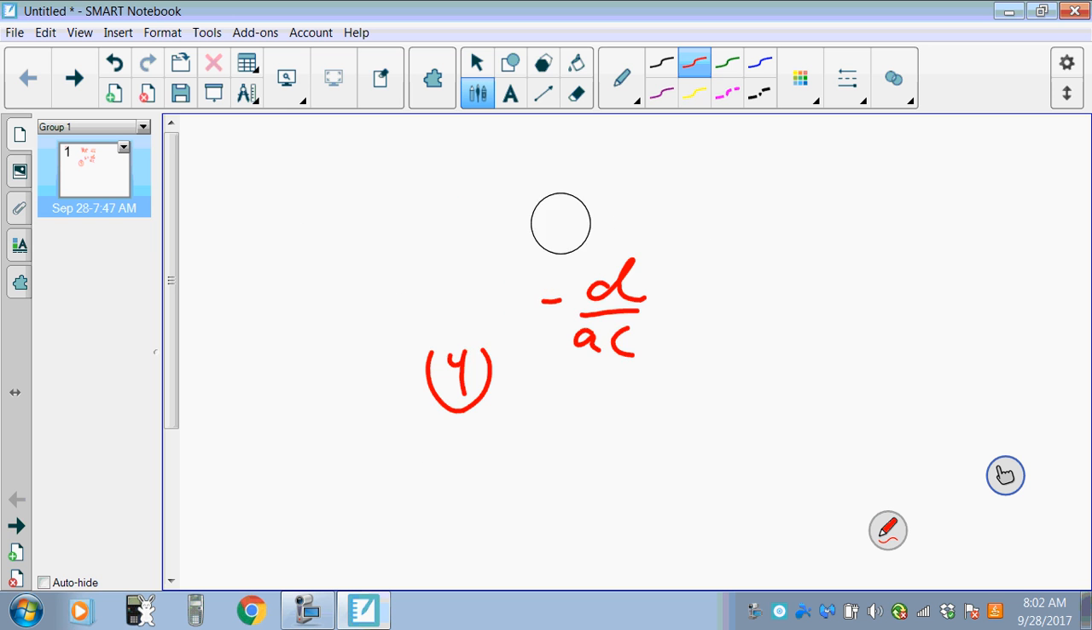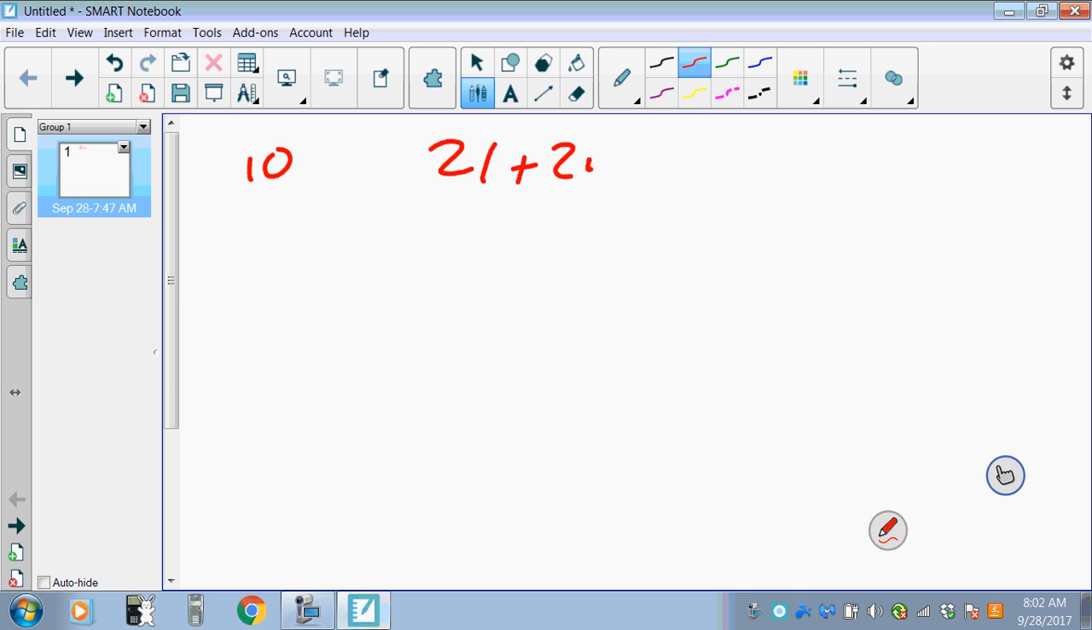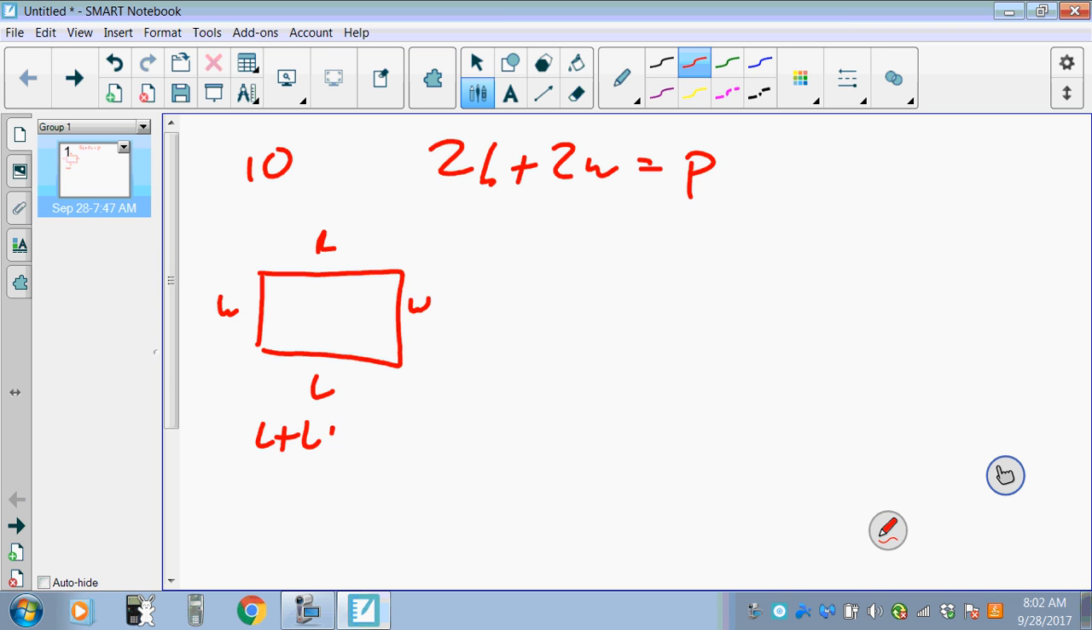Number 10. That's a multiple choice problem. Solve for w in terms of l and p. 2l plus 2w is equal to p. First of all, this is the formula for the perimeter of a rectangle, okay? We have a length, we have a width, but remember, your opposite sides are the same in a rectangle. So we have length plus width, which is 2l plus 2w, okay? And that's going to give you your perimeter.